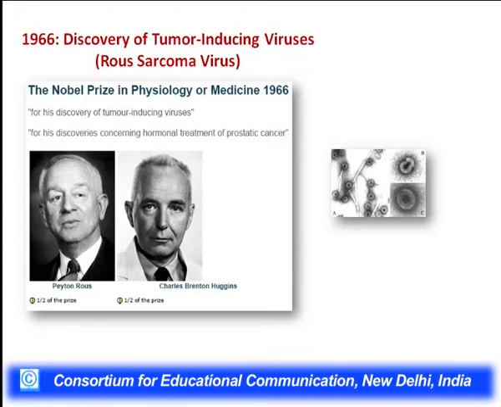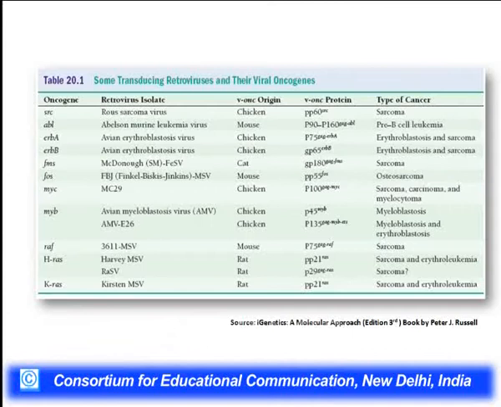Now, some of the viral oncogenes and retroviral oncogenes are shown over here. The first one is SRC, which is isolated from the Rous sarcoma virus. The origin is chicken, and the type of cancer it causes is sarcoma. Then comes the ABL gene, from murine leukemia virus. The origin is mouse, and it causes pre-B cell leukemia. Then subsequently various genes have been identified, of which another important one is the RAS gene, isolated from rats, which causes sarcomas and erythroleukemia in many cases. So, these are the various retroviral and viral oncogenes which have been classified.